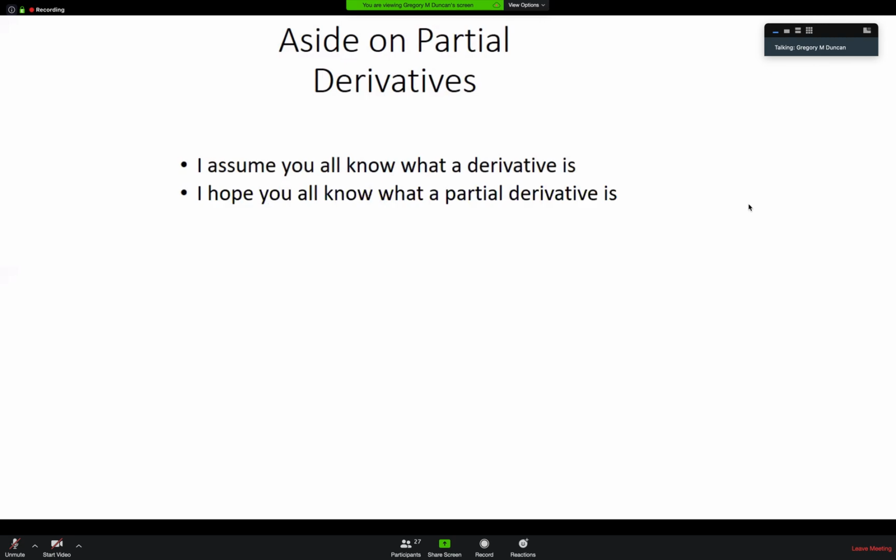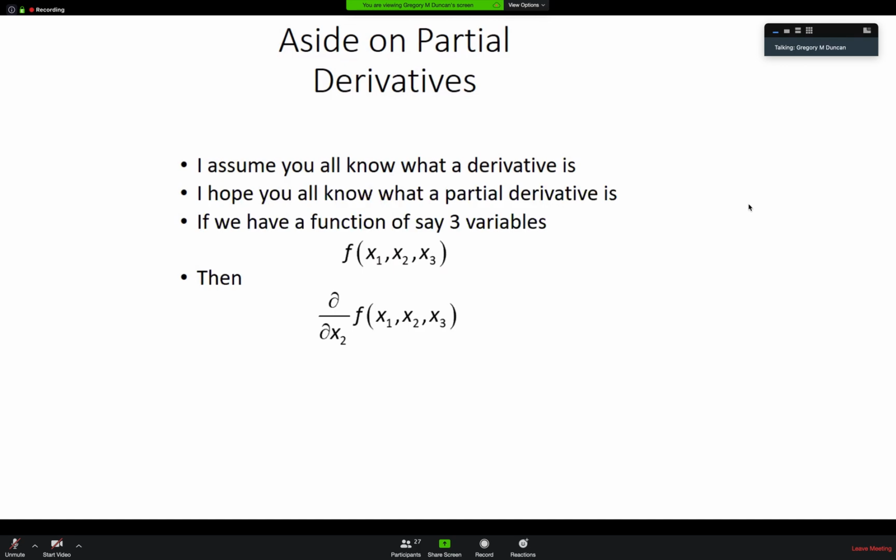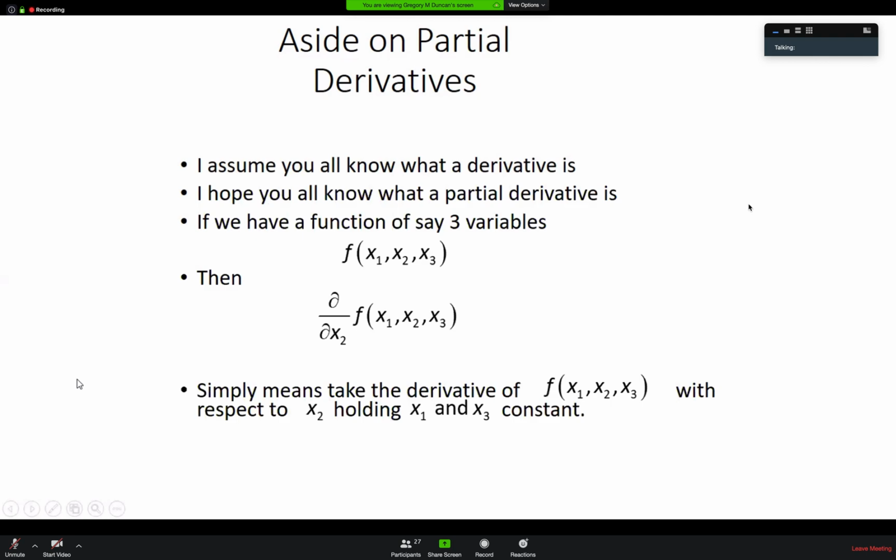So I assume you all know what a derivative is. Hope you know what a partial derivative is. You have a function of 3 variables, then this symbol simply means to take the derivative of f with respect to x2 holding everything else constant.